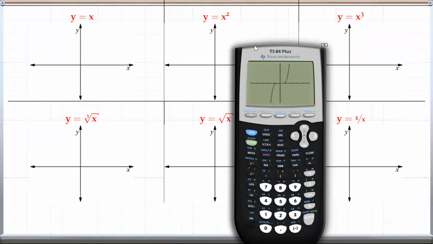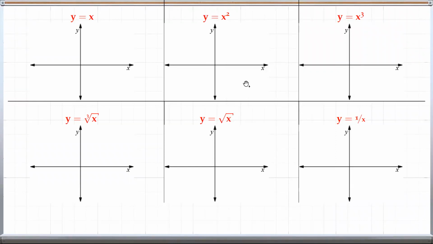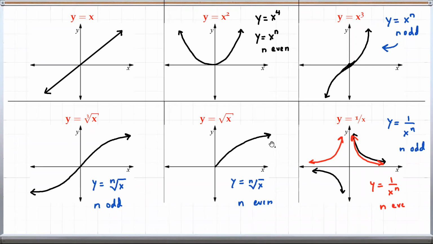All right, so these are the very commonly used functions and their graphs, and they come in very handy if we can remember these graphs. And this is all I have put together in this video.